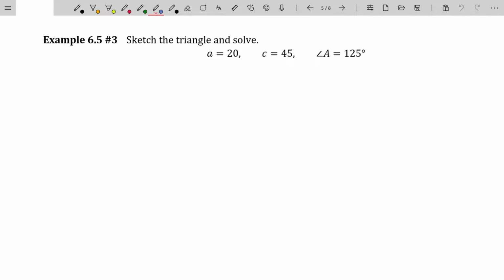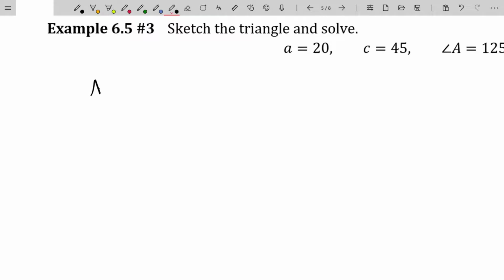For this one, I'm not going to bother sketching unless I really feel the need to. But let's just write down the information. Angle A, so we use black ink here. Angle A is given as 125 degrees. Angle B, we do not know. Angle C, we do not know. I can say this, though. There's not going to be an ambiguous case here because of the fact that we already have an obtuse angle.